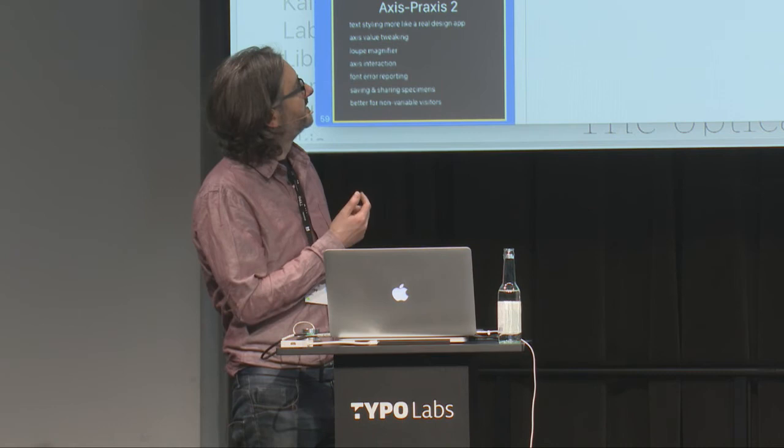I also want to make it better for non-variable visitors. Someone comes to the browser and gets a warning that you need a variable browser, which is a bit off-putting. So I need to show them a video of how this font would look if only you had a variable browser. So specimens are the biggest deal about AP2.